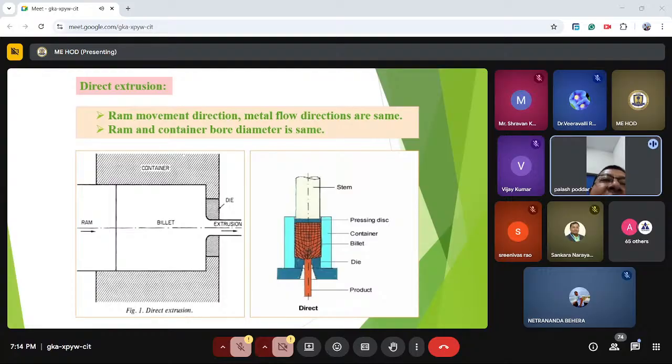The direct extrusion can be explained as ram movement direction and metal flow direction are the same. Ram and container bore diameter is the same. See here, it is the ram diameter and the container bore diameter. It is the same, and the billet is inside it, and it is extruded forward in the ram movement direction. So it is called direct extrusion process.